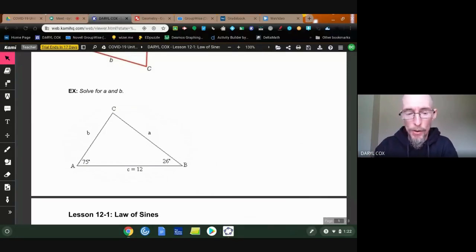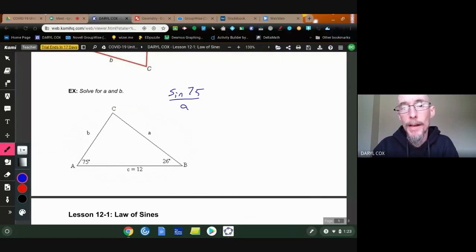So using my law of sines, I'm going to set up each part of it. Okay, so the sine of angle A, which is 75 degrees, over side A. Notice again, this is why it's important that we use capital letters for angles and lowercase letters for sides. For B, the sine of angle B, which is 26 degrees, over side B.